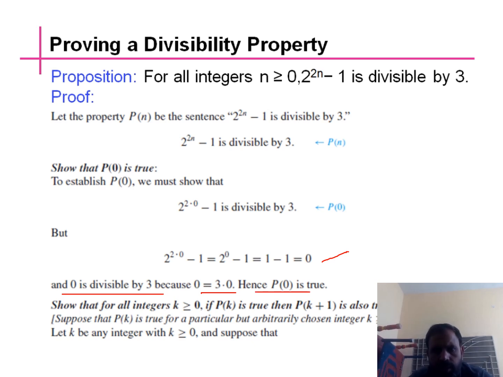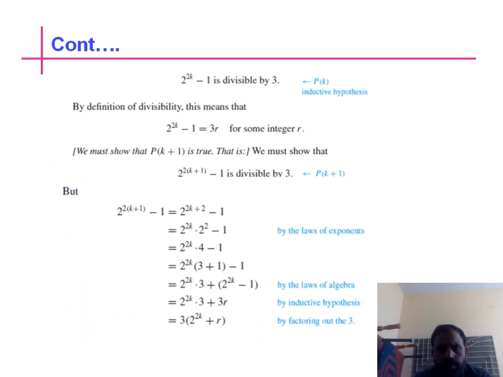Now we show that for all integers, if P of k is true, then P of k plus 1 is also true. Suppose that P of k is true for a particular but arbitrarily chosen integer. So let k be any integer with k greater or equal to 0. Suppose that 2 raised to the power 2k minus 1 is divisible by 3. This is P of k by inductive hypothesis. By definition of divisibility, this means that 2 raised to the power 2k minus 1 is equal to 3r for some integer r. We must show that P of k plus 1 is true.